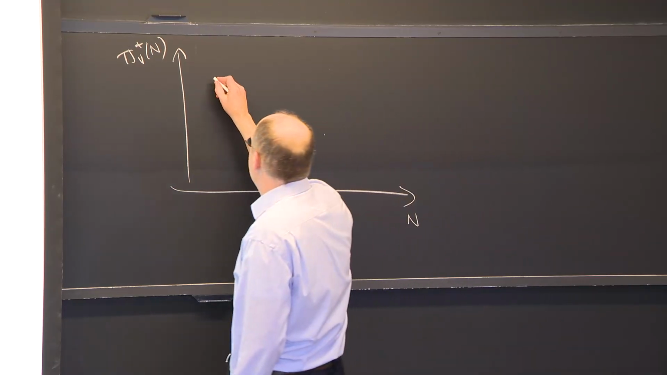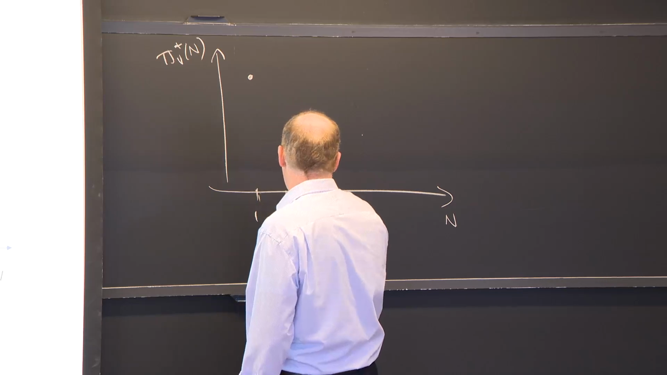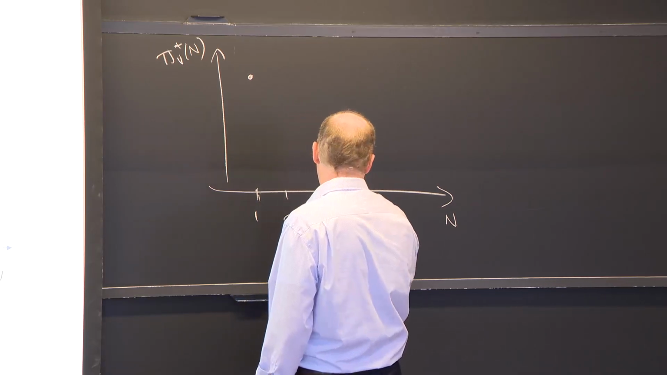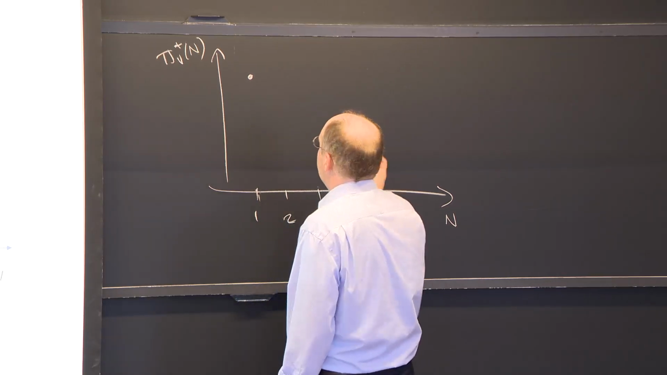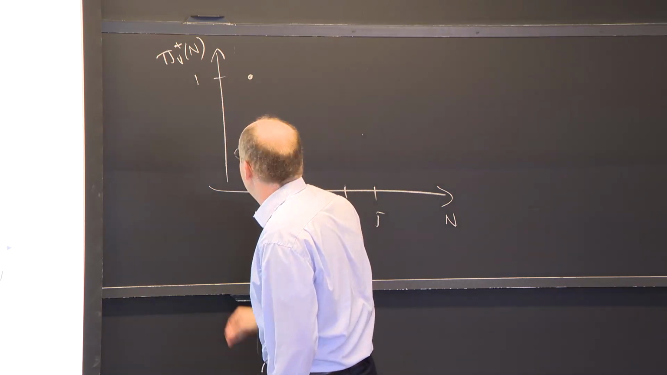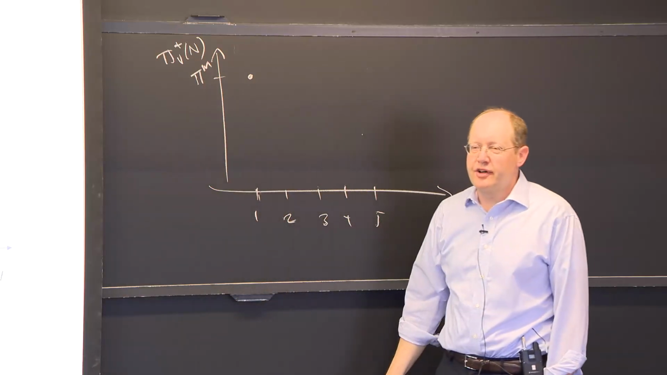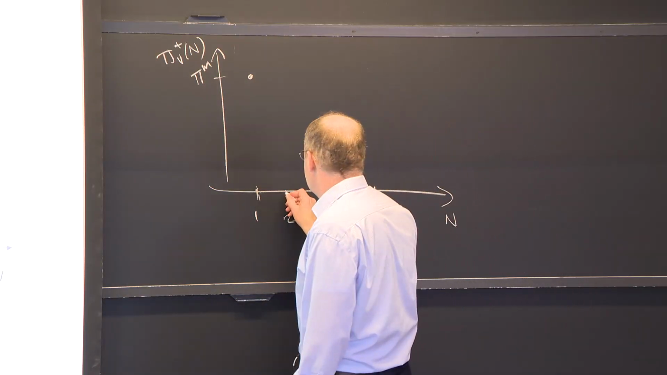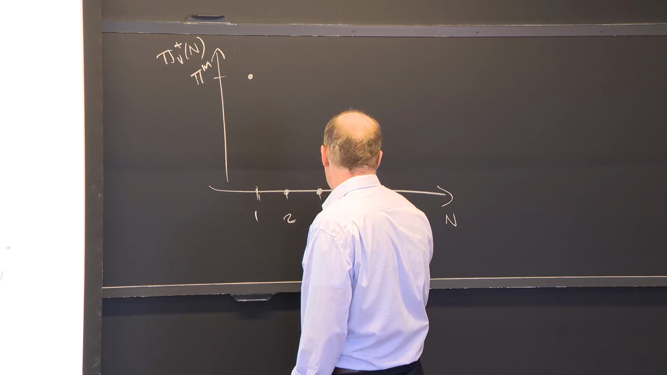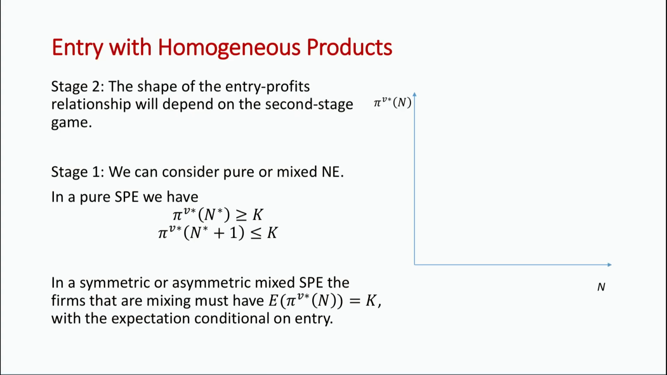The easiest one to graph is Bertrand. So 1, 2, 3, 4, 5. Under Bertrand competition, you have this level of profits, pi m, if you have one firm. And then as soon as you have two firms, profits drop to 0.